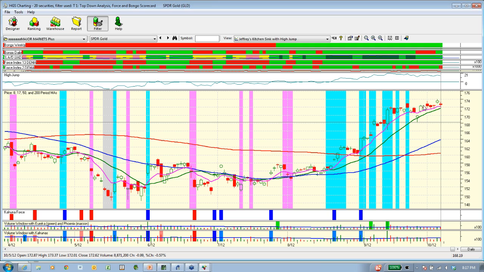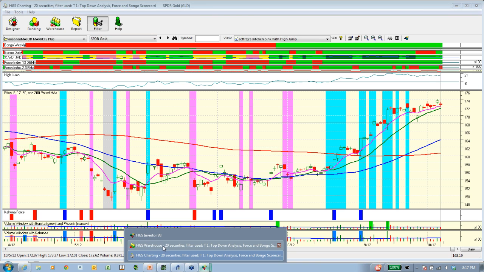But again, the other option is it's just pausing to refresh and going sideways, catching up to its moving averages, which can be a nice thing to launch again as well. Most of the momentum indicators are green. It is near the higher top part of the high jump indicator. Go back into my warehouse view.